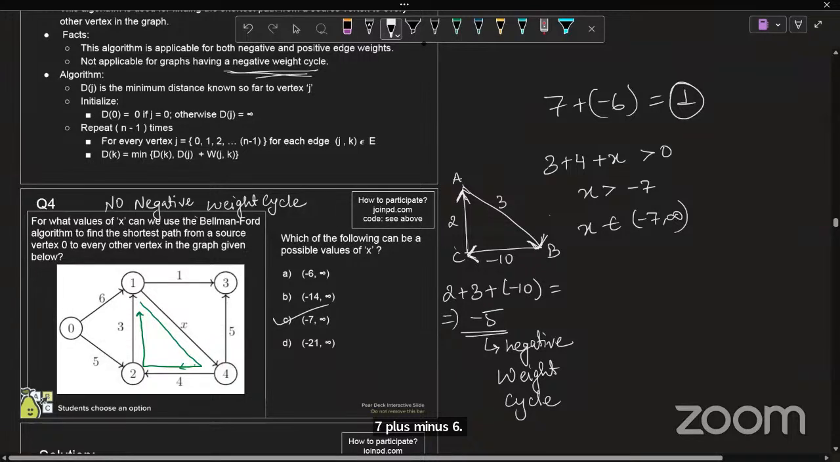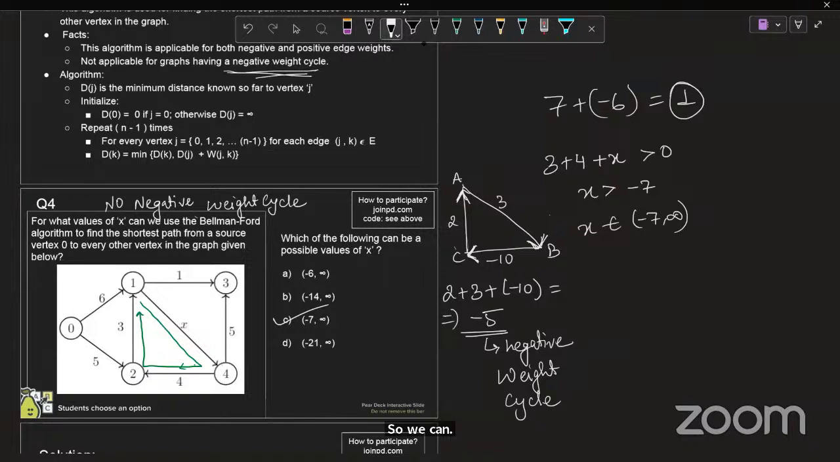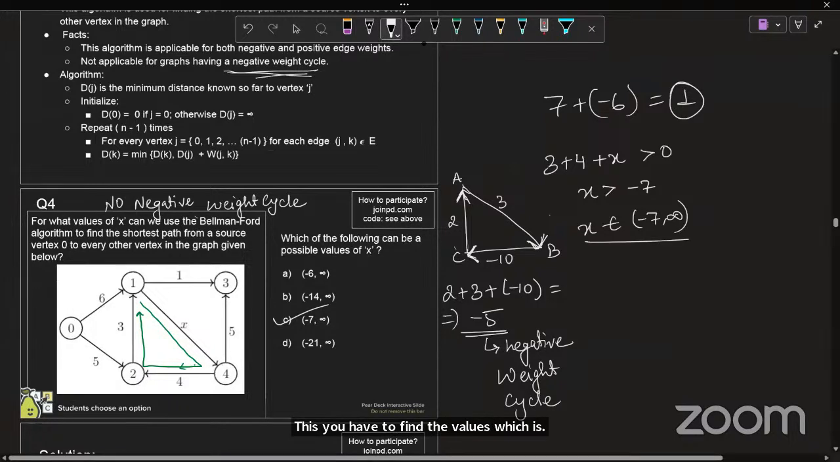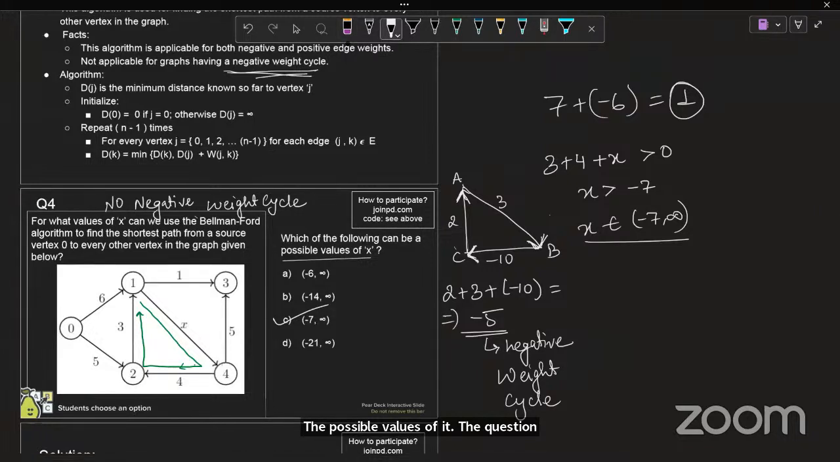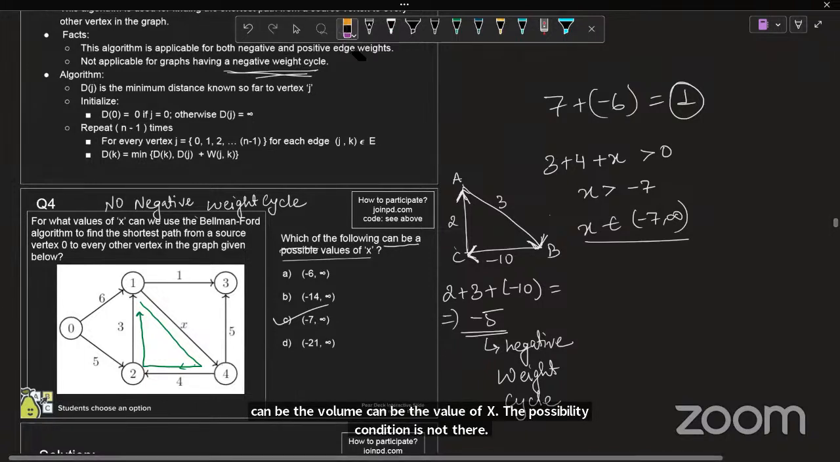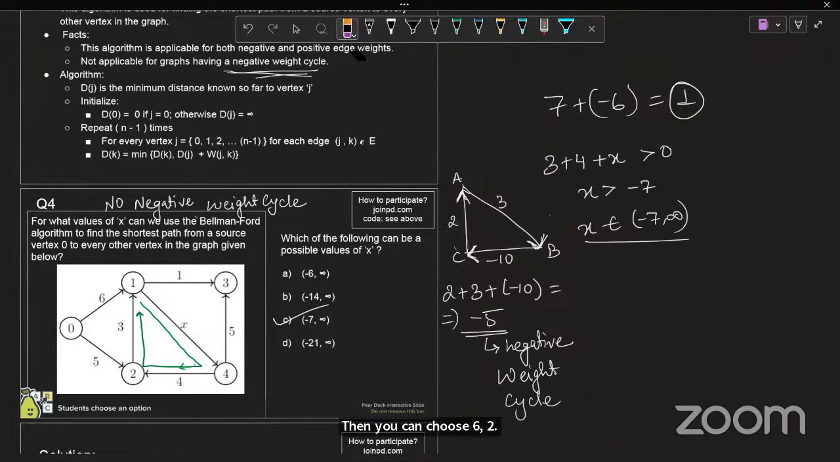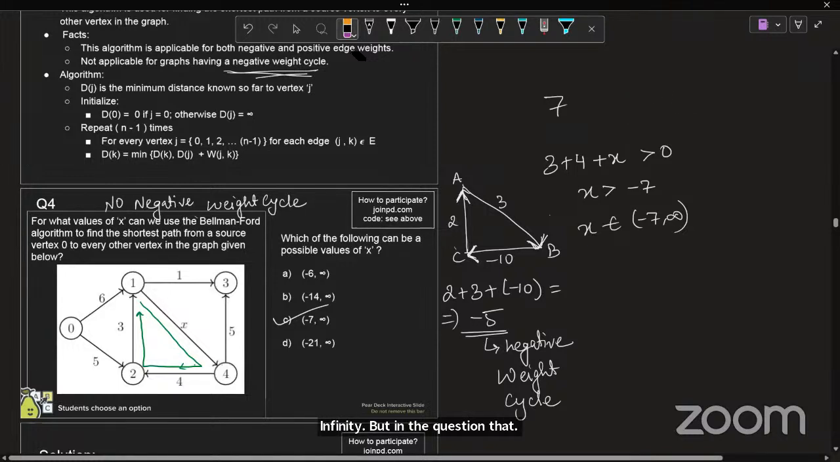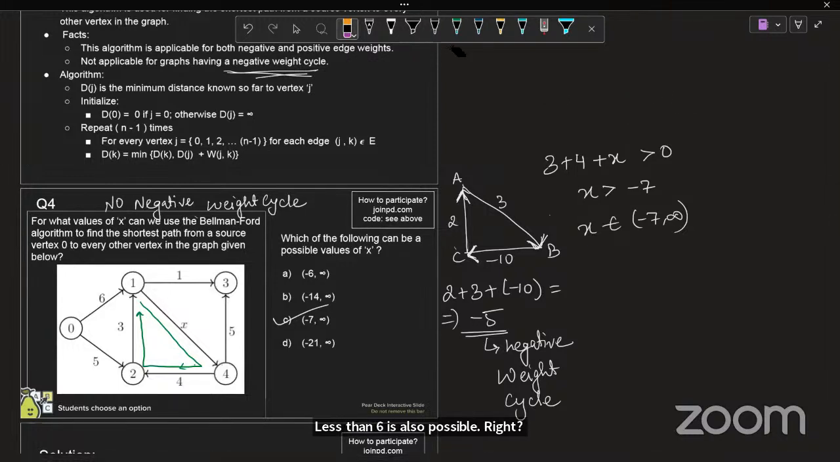Yes, sir. So you have to find the possible values of x. The question is asking for the possible values of x. If the question asks which of the following can be the value of x, and the possibility condition is not there, then you can choose -6 to infinity. But in the question, less than -6 is also possible, right? Yes, sir. That's why we are choosing from -7 to infinity. Okay, sir.